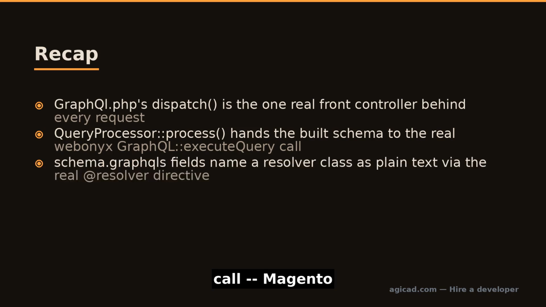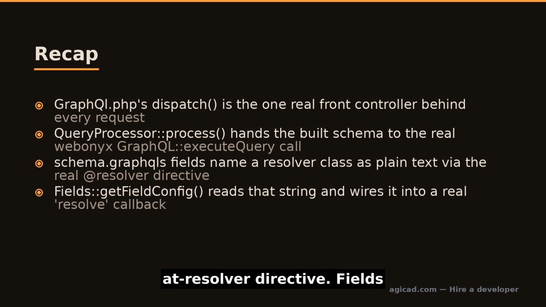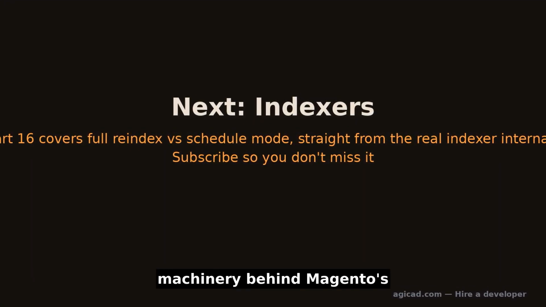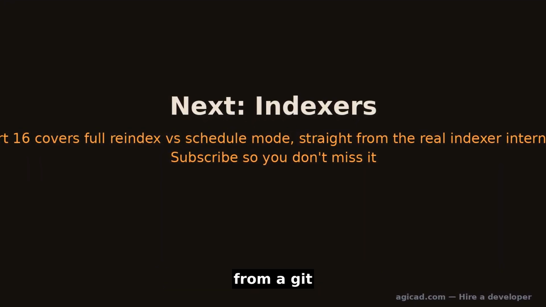Fields declared in schema.graphqls name a resolver class as plain text through the real @resolver directive. Fields::getFieldConfig reads that string off a real config object and wires it into a resolve callback the library will actually call. And PromiseFactory's create method is the exact line where that callback builds a real object and calls resolve on it, landing on genuine, currently shipping application code like CatalogGraphQl's resolver. That's the real machinery behind Magento's GraphQL pipeline, straight from a git checkout of the pinned 2.4.9 source, every file and line verified against that exact commit.